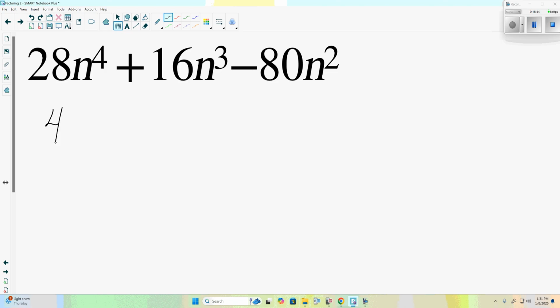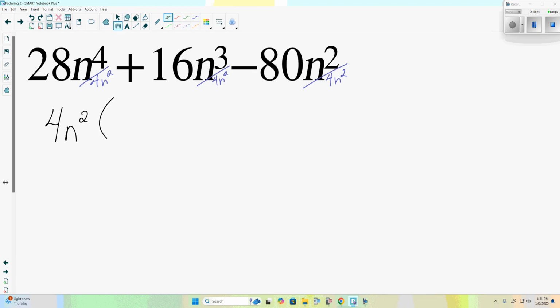How many n's can we take out of each term? 2. Because the first one has n to the fourth, it has 4 of them. The middle one has n to the third, 3 of them, and the last one has n squared, it has 2. So we can factor 2 n's out of each term. And again, when we factor something out, really what we're doing is just dividing each term by that amount. So we can factor out 4n squared from each term.